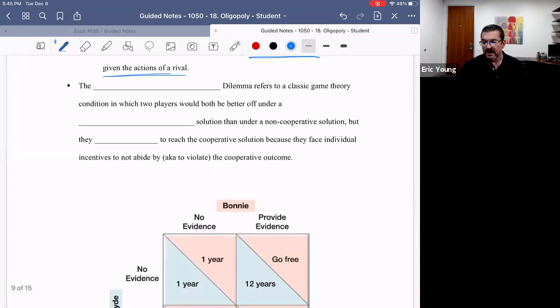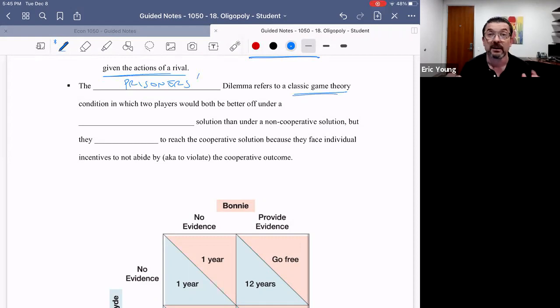Now, this idea that I just outlined to you is super powerful. In fact, it's so powerful that it has become a classic in game theory. And it goes by the name the prisoner's dilemma. You may have heard this before. We just did it, but I'll define it for you. A prisoner's dilemma is a classic game theory condition.